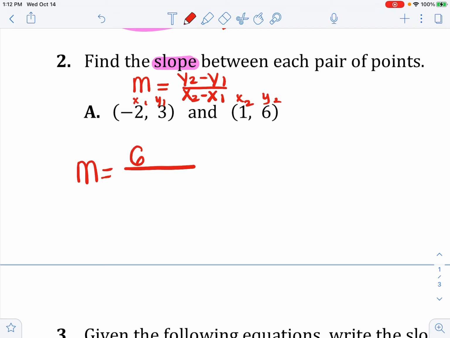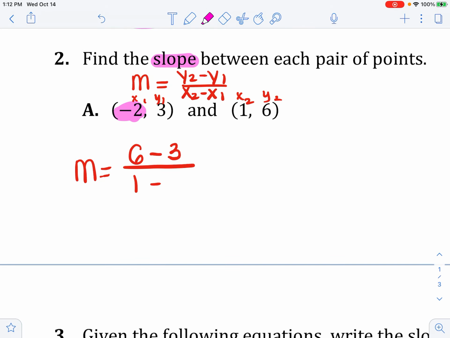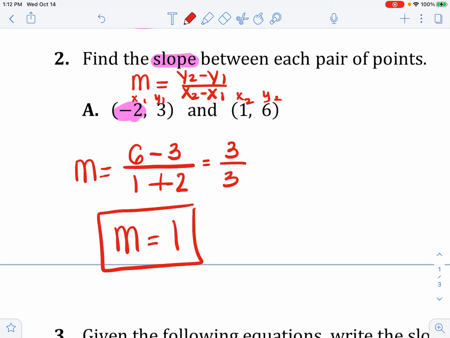All right, so I have 6, which is y2, write down the minus, y1, which is 3, over x2, which is 1, write down the minus, and then x1 is -2. So instead of writing -2 like this, I'm going to say, oh, that's a double negative, so I'm going to make it positive. 6 minus 3 is 3. 1 plus 2 is 3. So I get the slope is 1.